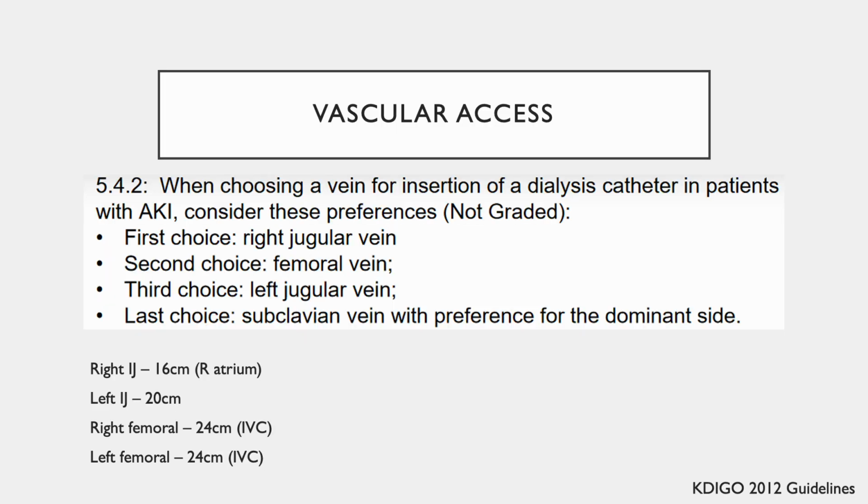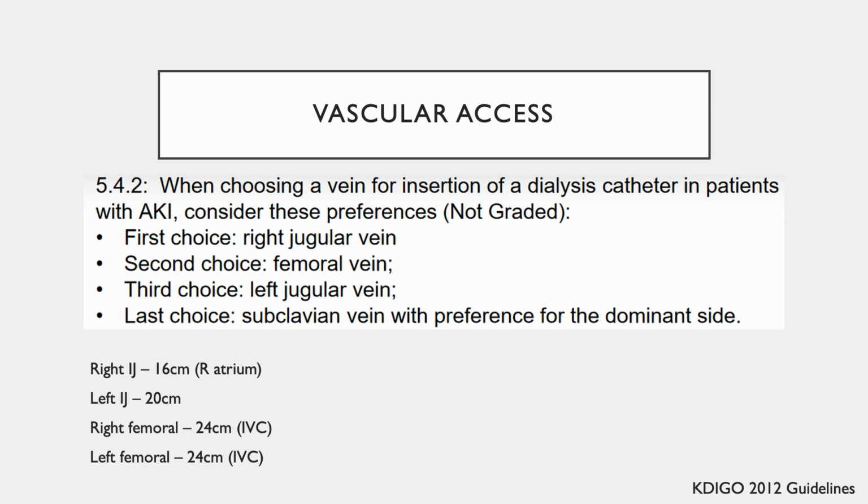So if you look at the 2012 KDIGO guidelines, the recommended order of preference is right IJ, followed by femoral, followed by the left IJ, and lastly the subclavian. And this is due to the flow dynamics that are associated with each of these different access sites. And importantly, apart from the site, is the appropriate catheter size and lengths as described here.